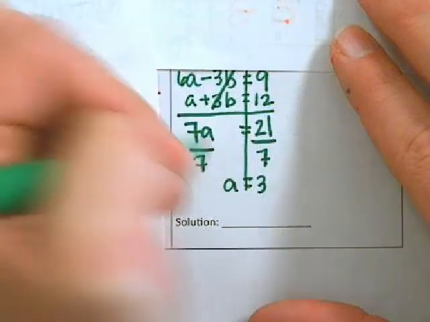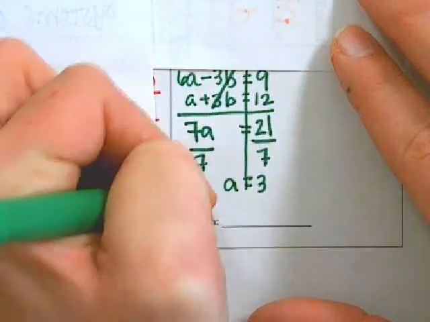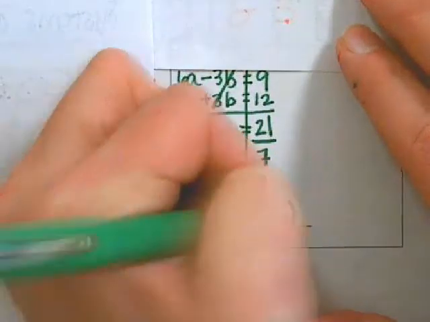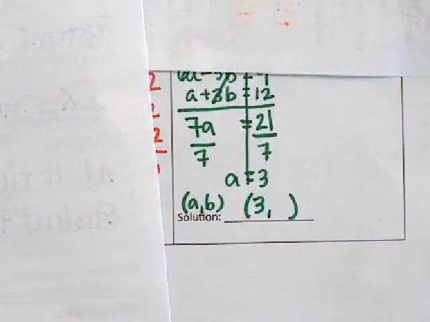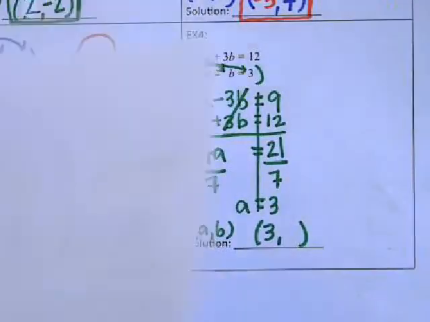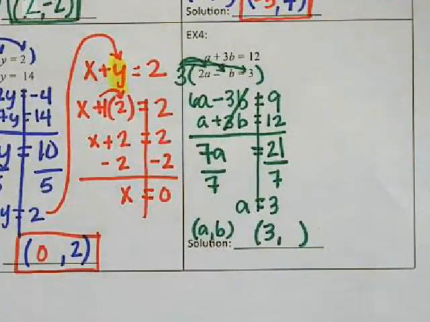Okay, my ordered pair. What comes first in the alphabet? A, then B. So I know the first number. I don't know the B yet. All right, pick your equation. Which one you want to work with? Top or bottom? Okay, I'm going to choose top.